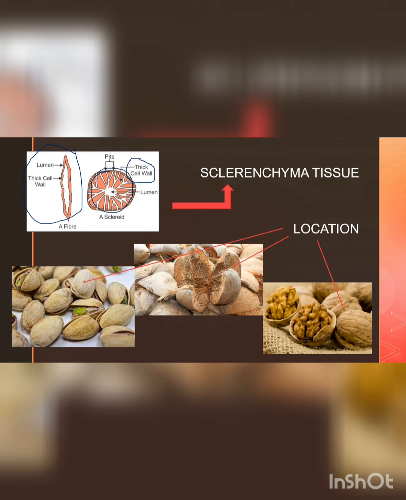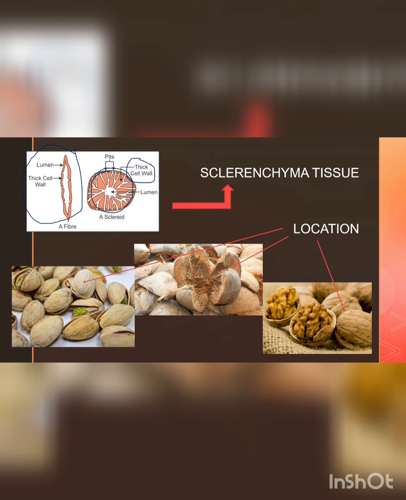Why is it thick? Because of the presence of lignin. Remember this point, that sclerenchyma tissue has thick walls due to the presence of lignin, and it is a dead tissue. And one more thing, there are no intercellular spaces present in it. So always remember, in parenchyma a lot of intercellular space is present. In collenchyma there is very little intercellular space, and in sclerenchyma tissue no intercellular spaces are present.